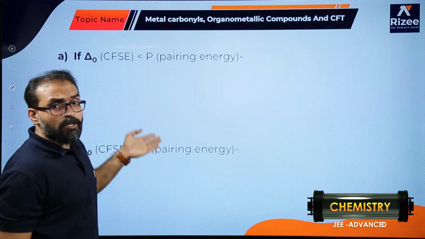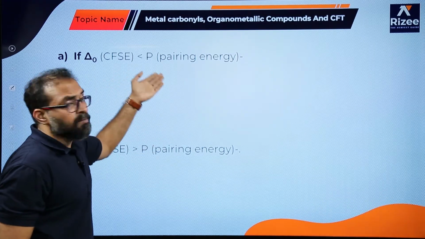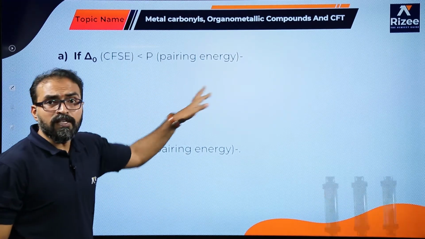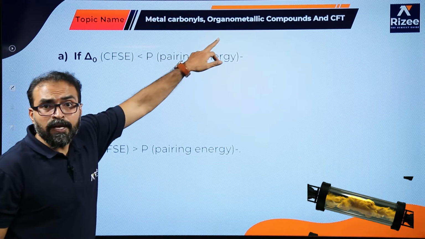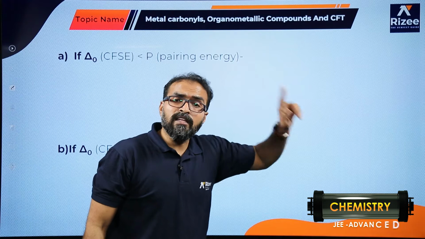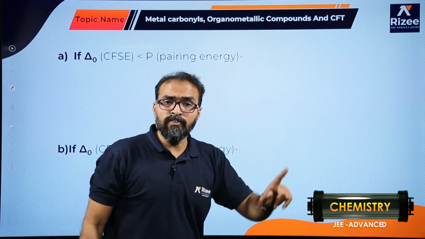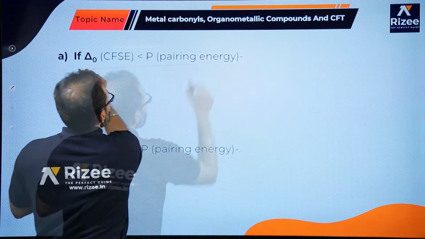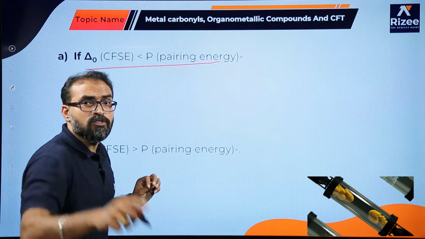Now see this, we are having two cases here: when delta naught is less than P, and when delta naught is greater than P. Where can we see this? Delta naught is less than P only when the ligands are weak field. Delta naught is greater than P when the ligands are strong field. In the weak field case, pairing will not take place against Hund's rule.